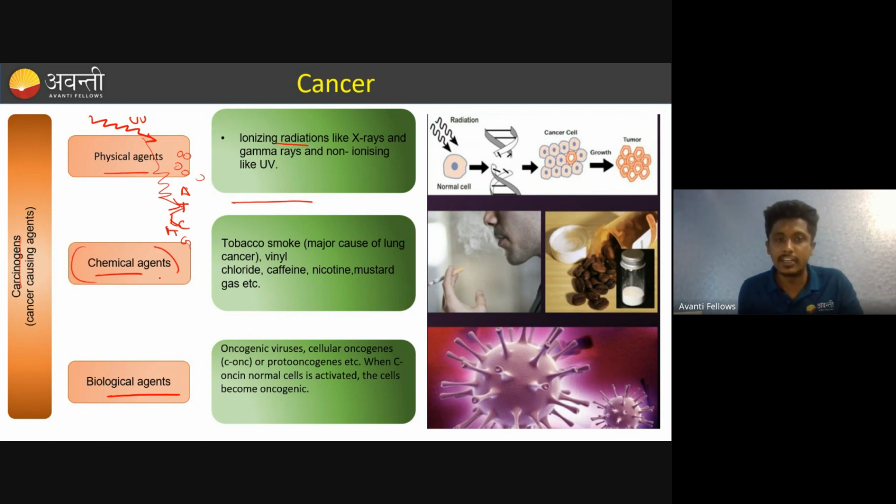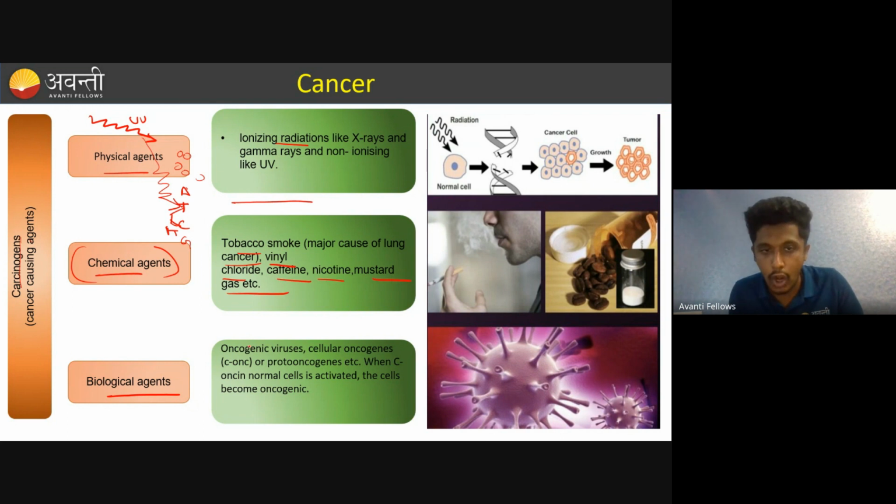Next are chemical agents. One of the most famous chemical agents is tobacco. When you use tobacco, you have nicotine and many other carcinogenic substances. Next is vinyl chloride, and then you have nicotine, which is in the tobacco. Mustard gas is another carcinogenic chemical which can cause mutations in your cells and give you cancer.